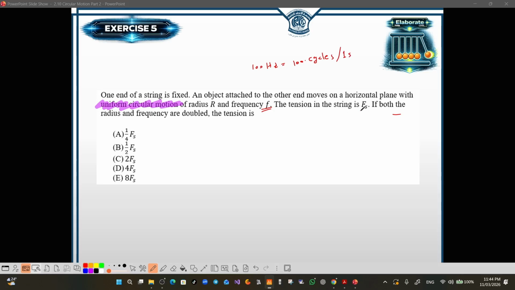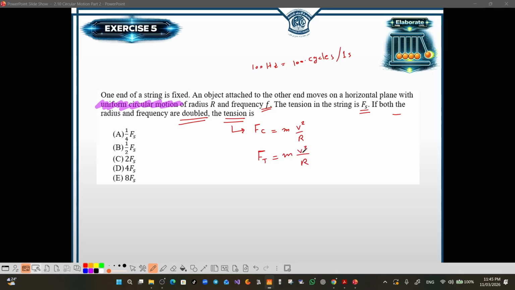The tension in the string is Fs. If both the radius and the frequency are doubled, what will happen to the tension? So first, I need to find the relationship between tension, frequency, and the radius. The tension here plays the role of the centripetal force, and we know that the centripetal force is mv squared over r. The Fc is the tension. You can write it as Ft.